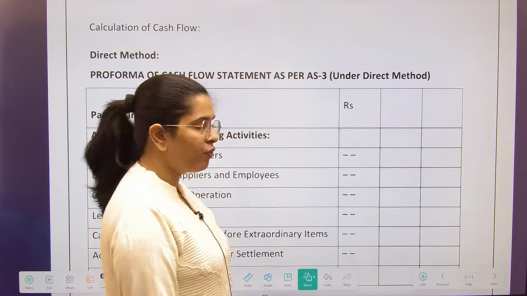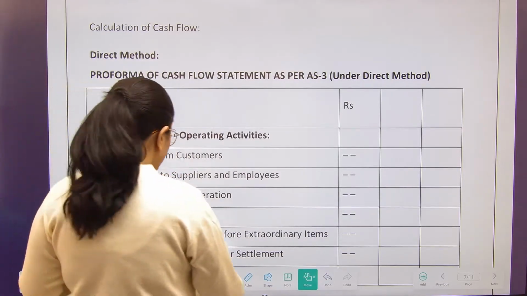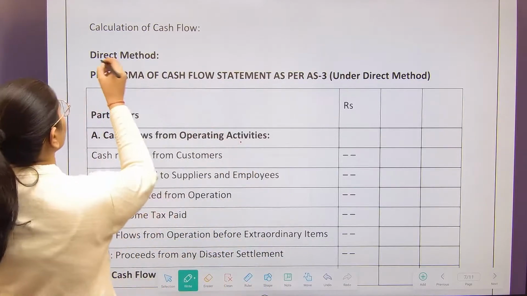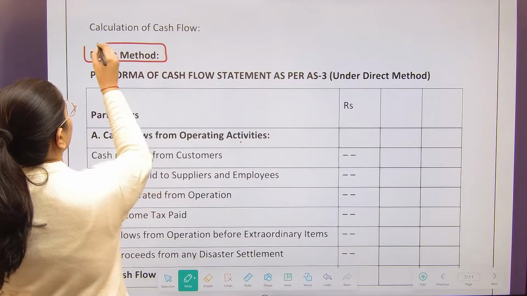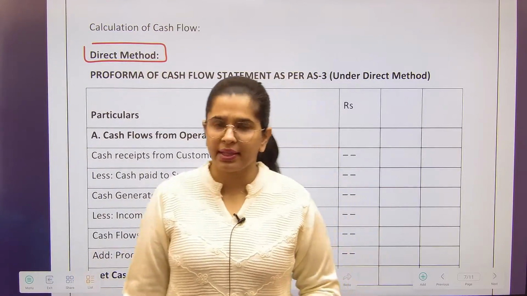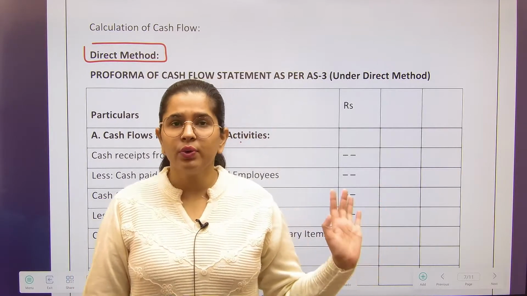Now let's move forward and see. We are first going to discuss the direct method. There are two methods of cash flow calculation: one is the direct method and the other is the indirect method. First we'll do the direct method.